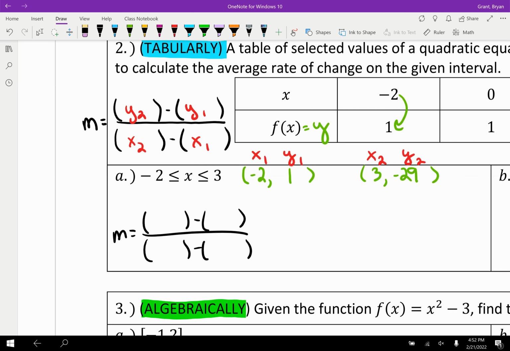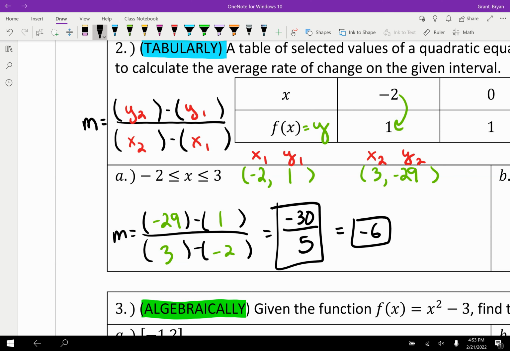Y sub 2, the second y we got to was -29. And I said x, but I meant y, and the first y we got to was 1. Second x is 3, first x, negative 2. And we go through. Negative 29 minus 1 is negative 30. 3 minus negative 2 is 5. Negative 30 divided by 5, well, that is negative 6. So although this first one that I just boxed is an acceptable answer, if this was on a test, you would almost certainly see that reduced to negative 6.